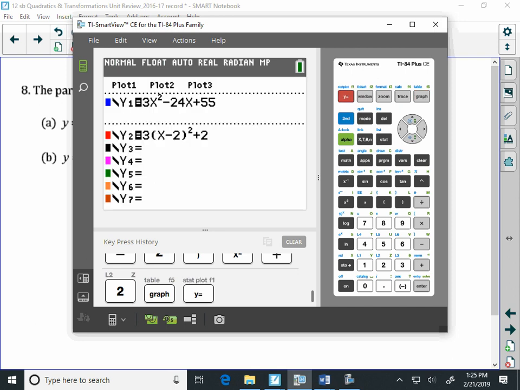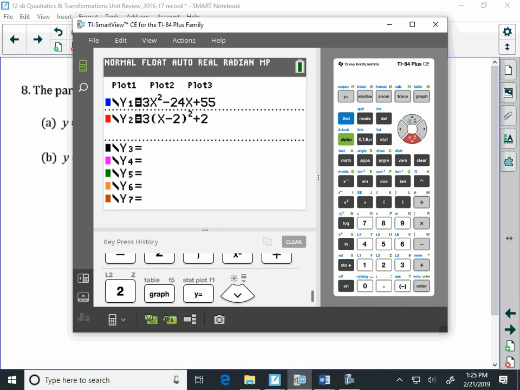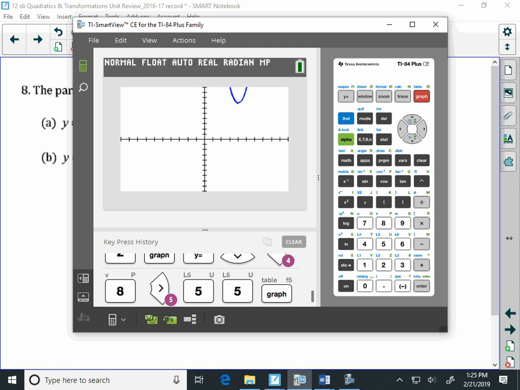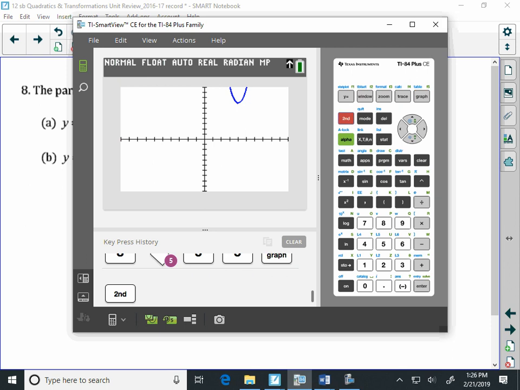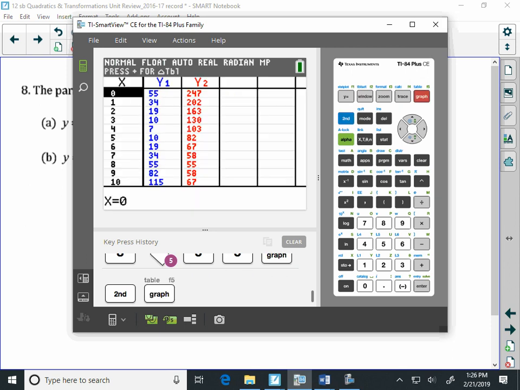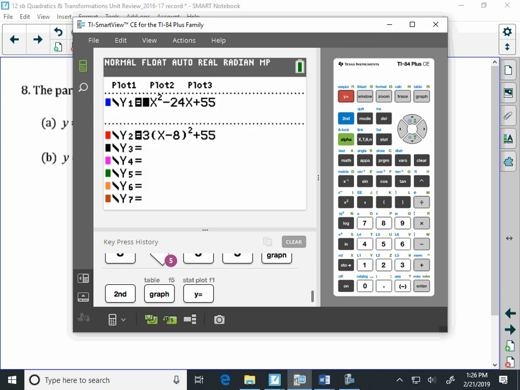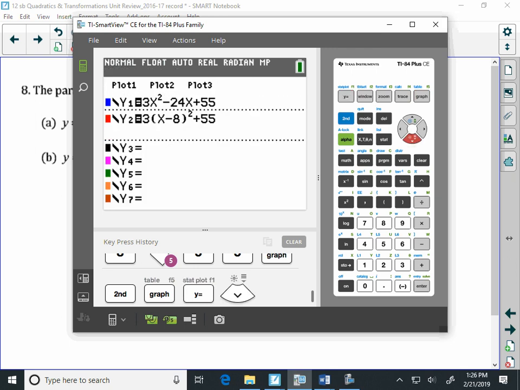So we're going to go back to y equals, type in B, which is 3 times x minus 8 squared plus 55. Again, I want it to be the same parabola, so there's the blue. But if it were the same parabola, the red would land right on top of it. Another way that you can tell that this is not correct, if we go to second and graph, which gets us up to the table, those blue numbers are different from the red numbers. So it's not B. Leaving in A, let's see what C is.